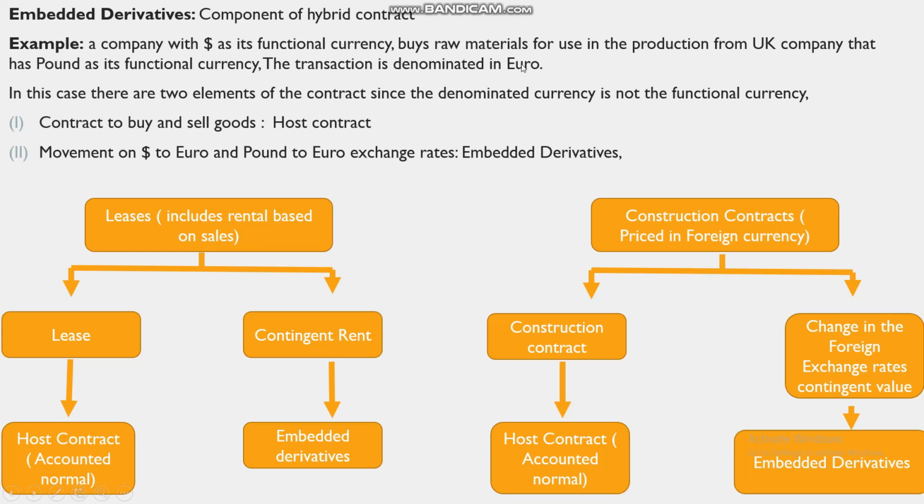Fine. So likewise, there are many examples. I have considered only two examples. Leases, which include the rental based on the sales. Here, lease is the host contract, whereas the contingent rent, which is changing, is the embedded derivative. In the construction contract, which is priced in the foreign currency, the construction contract is the host contract, whereas the exchange rate in the foreign market is the contingent value. That's why it is an embedded derivative.